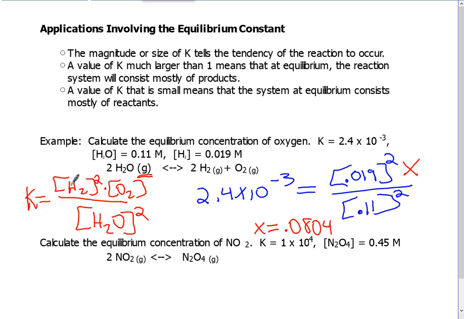Well, I plug the numbers in. I don't know oxygen. So how do I solve for that? I cross-multiply the 0.11, and then I divide the 0.019 underneath, right? Just setting it up so that I plug the numbers in the right spot. It's knowing what my equation is.